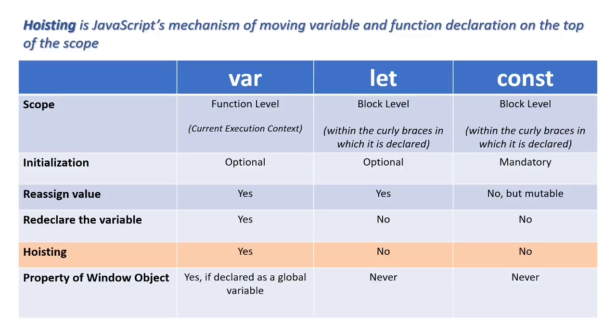Alright, the next difference is hoisting. Hoisting is JavaScript's mechanism of moving, not physically but logically, all the variable and function declarations to the top of the scope. So for var, this hoisting happens, but for let and const there is no hoisting. And we can see more by going to the code and seeing how it looks.